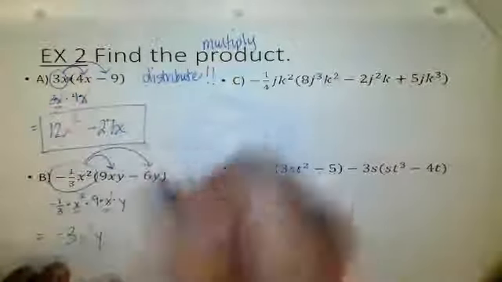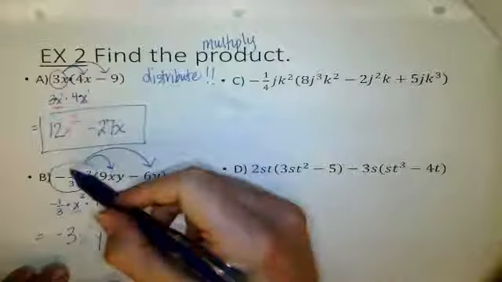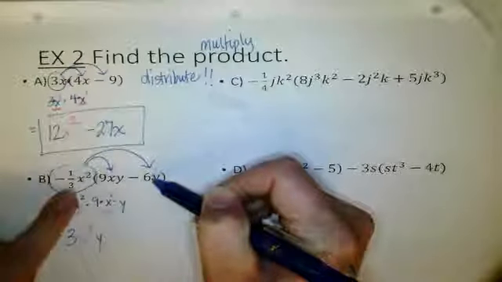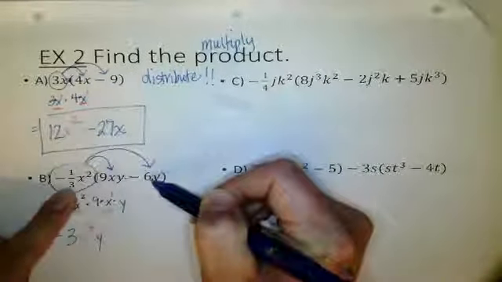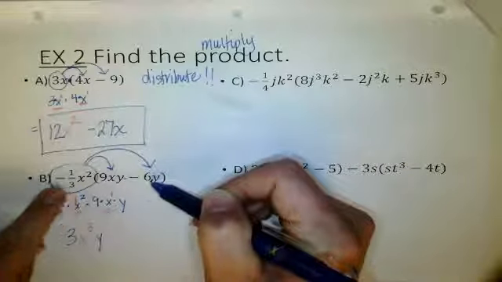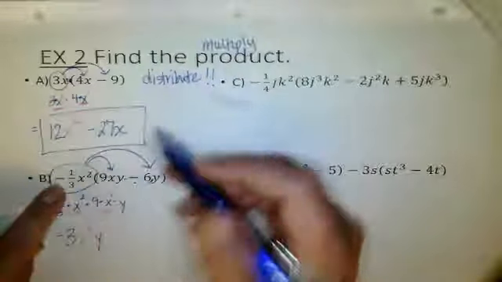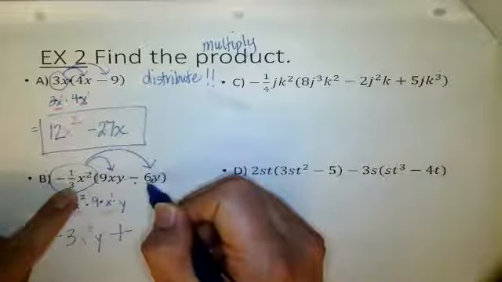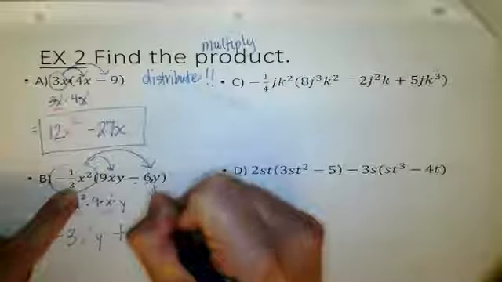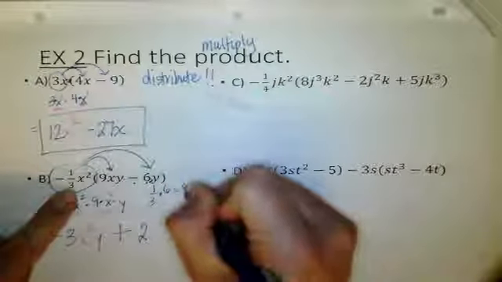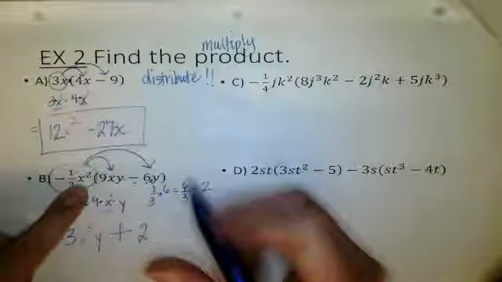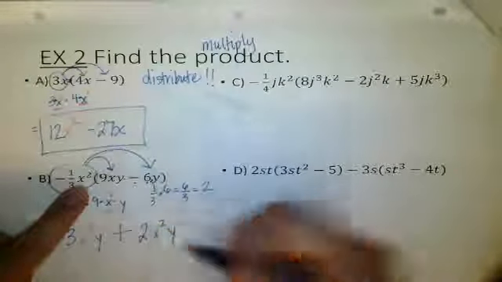And now we're going to do the second term. What is negative 1/3 times negative 6? What's negative times negative? Positive. Okay. What's 1/3 of 6? 2. 1/3 times 6 is 6 divided by 3, 6 over 3, which is 2. Okay. And then we have x squared times y. So x squared y.